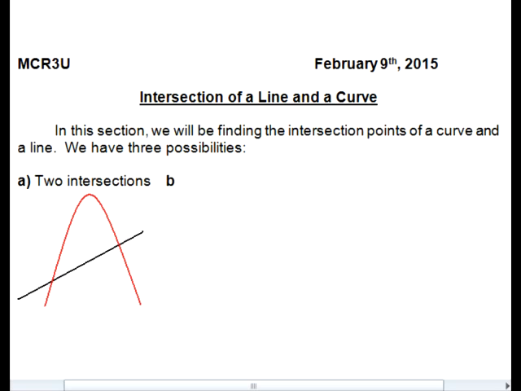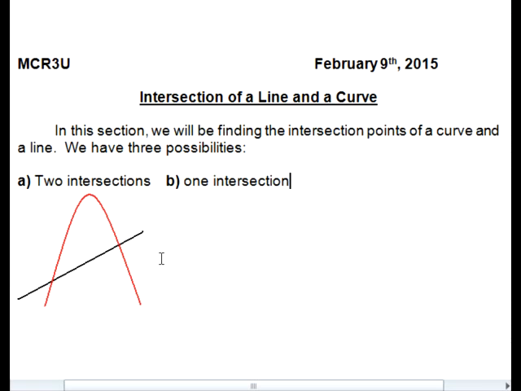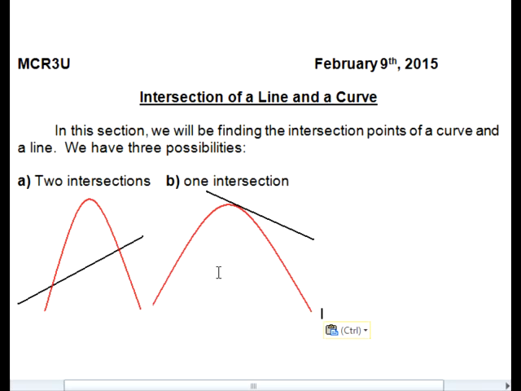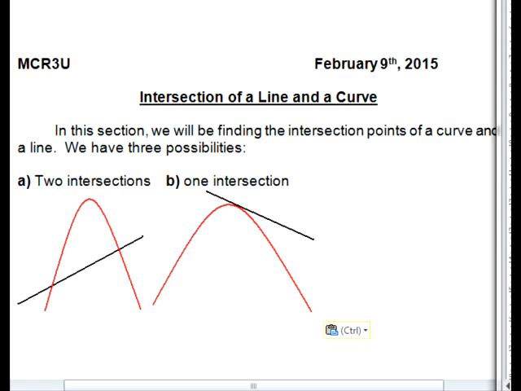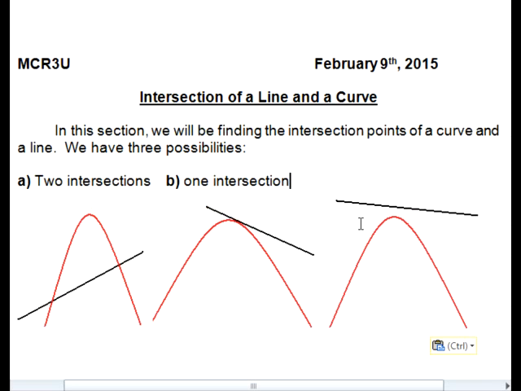So option B is going to be one intersection, and we're going to call this a tangent. That's where the graph's just going to nick the side there. And that's okay. We have no issue with that. And finally, letter C is going to be called no intersections.